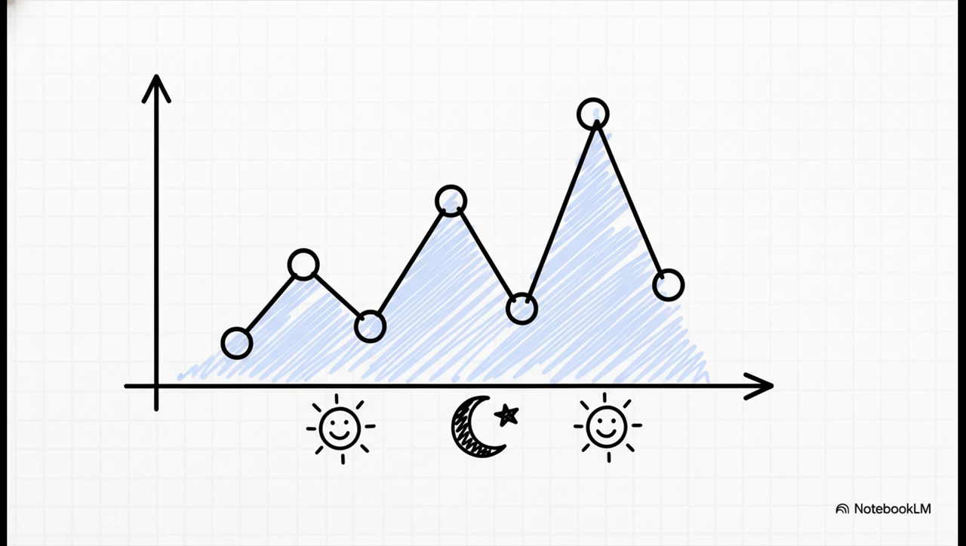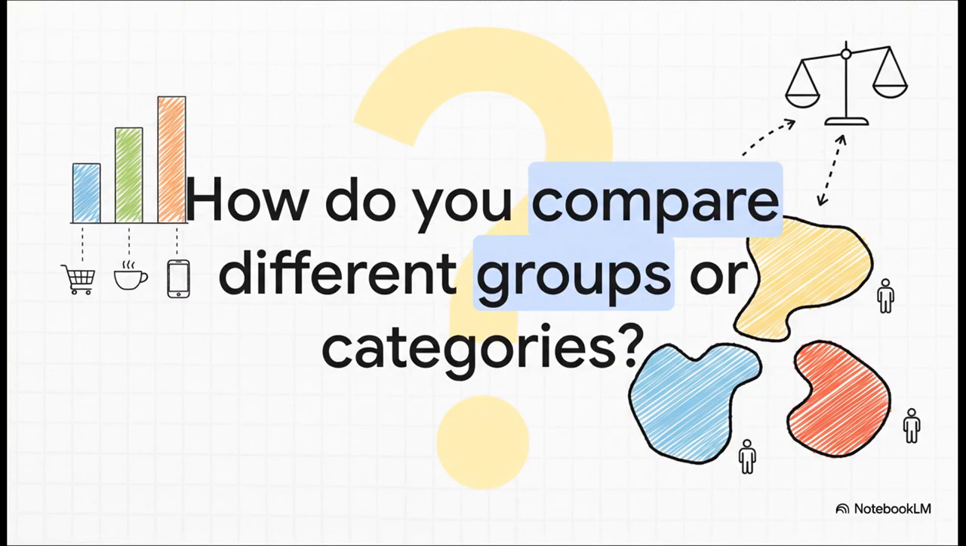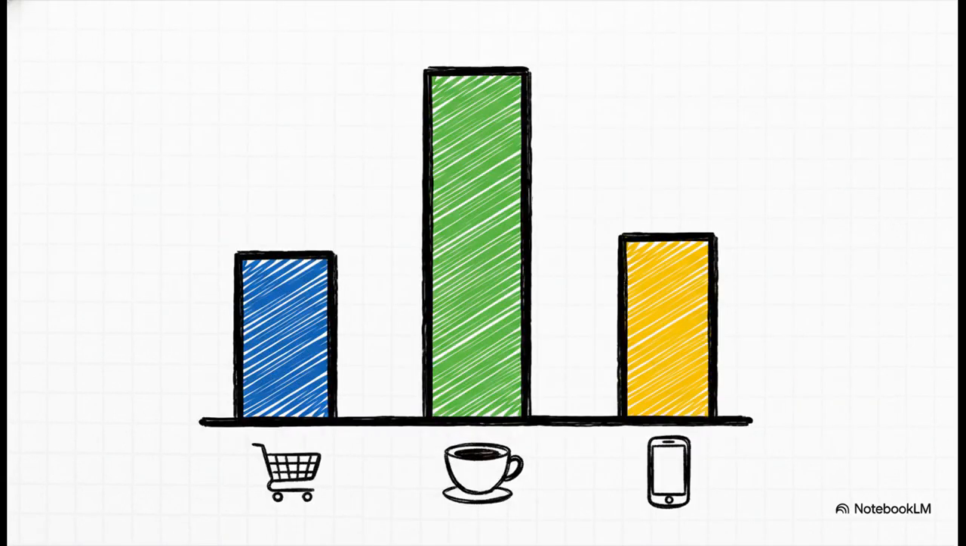Think stock prices, global temperatures, your own fitness progress. If it's a story about change over time, a line plot is usually the hero. Okay, but what if you're not looking at time? What if you want to compare a bunch of different things against each other? Like, say, sales figures for different products or population sizes of different cities. For that kind of job, you bring in the bar chart.